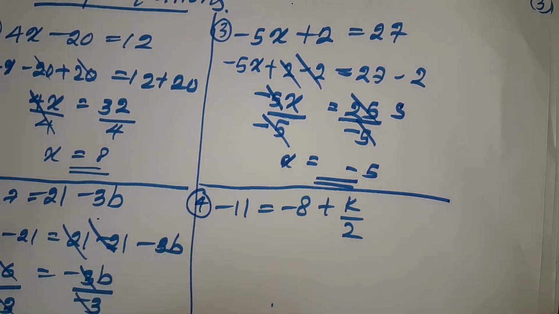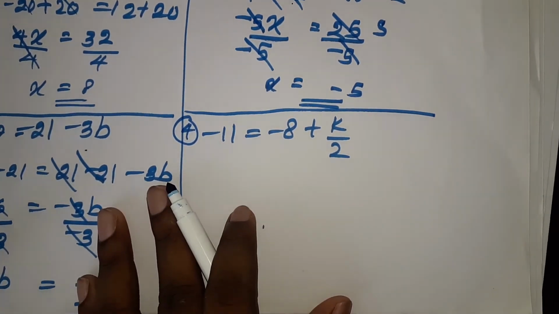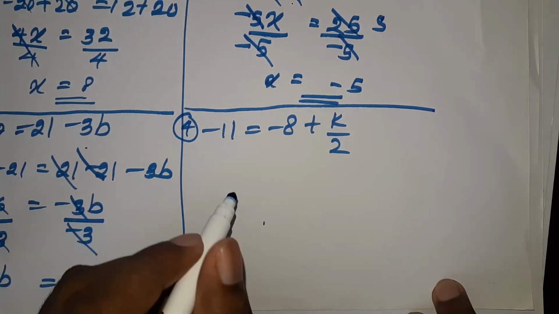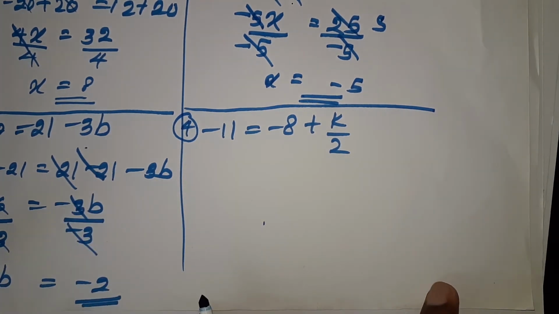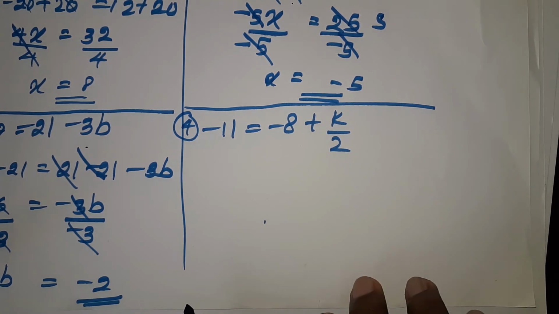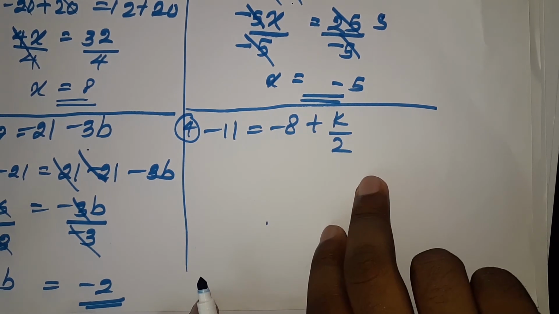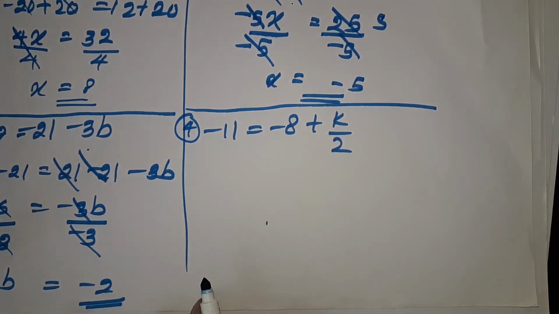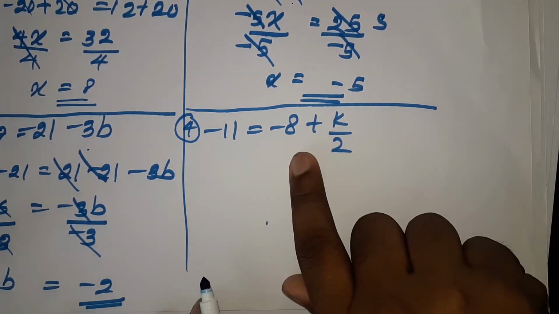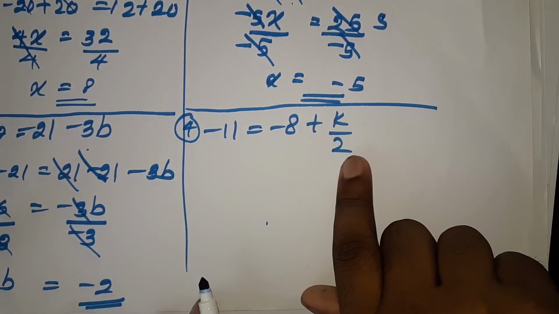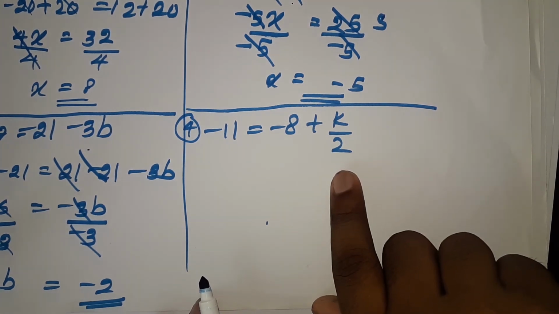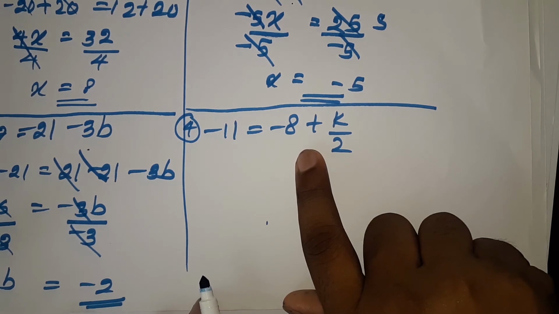The fourth equation, minus 11 equals minus 8 plus k over 2. Now this one is a bit tricky because we have k over 2 as a fraction right here. You can go in two ways. You can either remove minus 8 and then remove 2, or remove 2 and then remove minus 8. Since we always used to remove the constant first, this time I will remove the fraction value, k over 2. So I'll get rid of 2 and then get rid of minus 8.